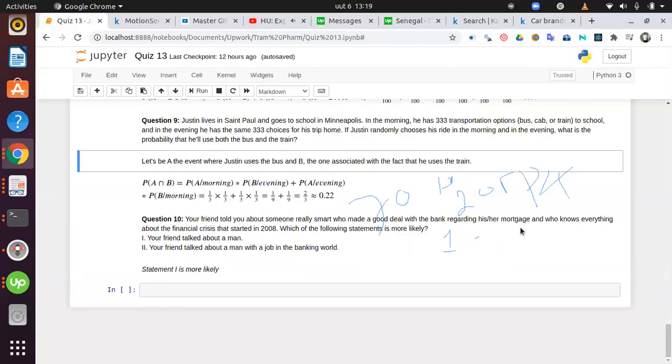Ninth question. Justin lives in St. Paul and goes to school in Minneapolis. In the morning, he has 3 transportation options: bus, cab, or train to school. And in the evening, he has the same 3 choices for his trip home. If Justin randomly chooses his ride in the morning and in the evening, what is the probability that he'll use both the bus and the train?